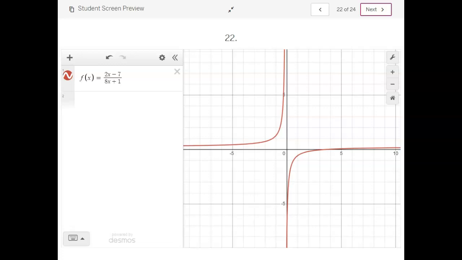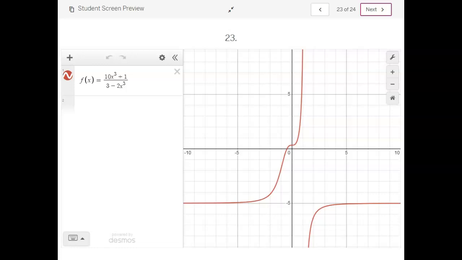Give me specifically. 2/8, which reduces to 1/4. Good. They're tied in degrees, so you do that ratio. So y equals 1/4. So as x approaches infinity, y is approaching 1/4. That's what's happening there.